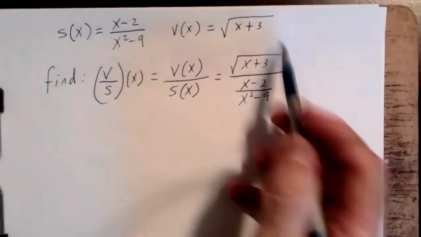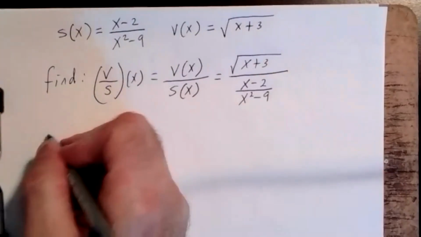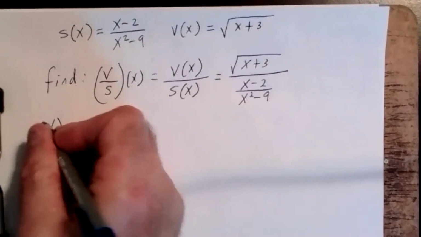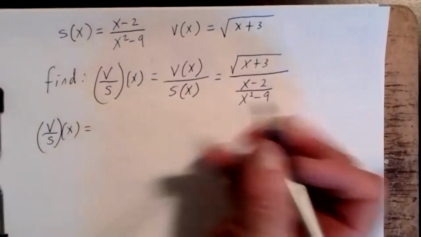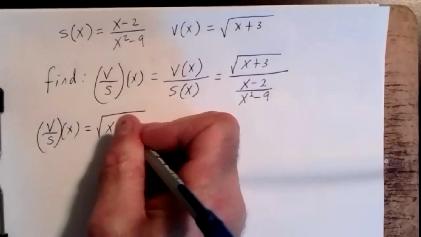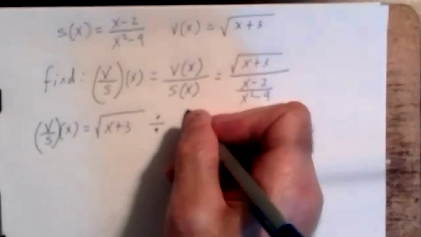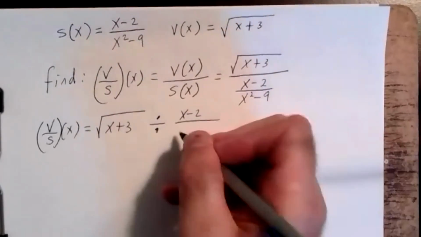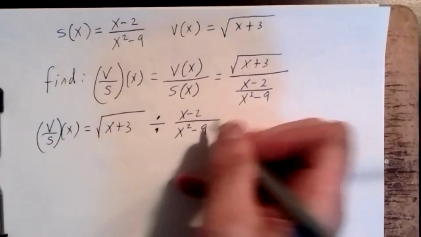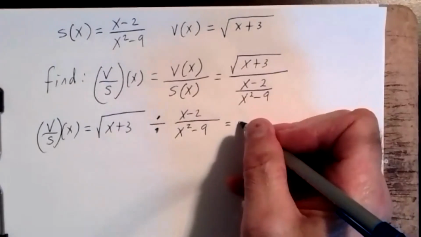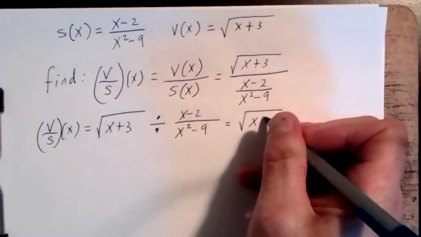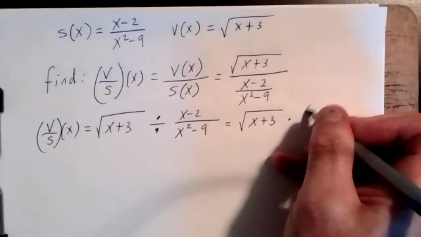But it's very awkward to leave this looking this way. So maybe we should try to simplify it a little bit. What this is saying is to take the square root of X plus 3 and divide it by this rational function, which is X minus 2 over X squared minus 9. How do we divide fractions? Change division to multiplication, flip the second fraction upside down.